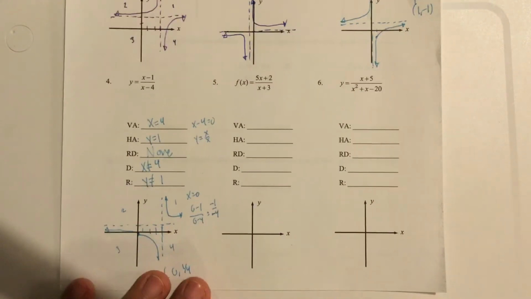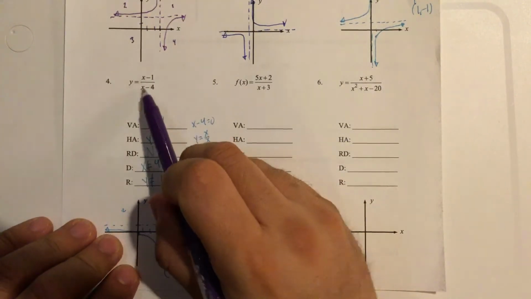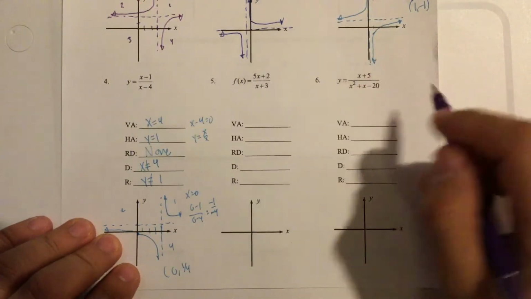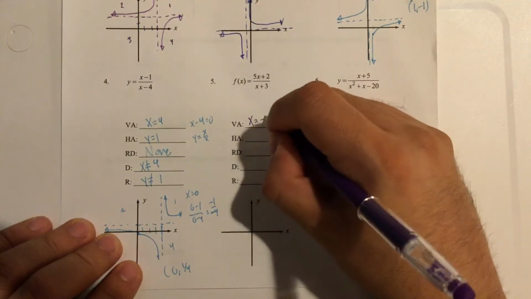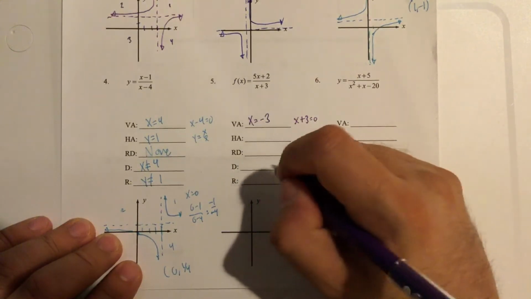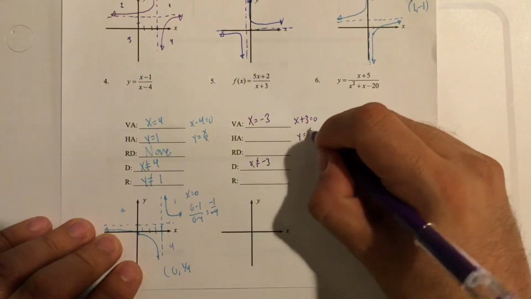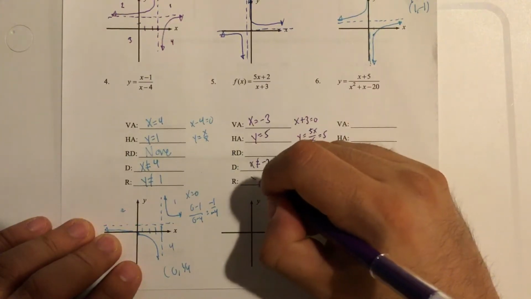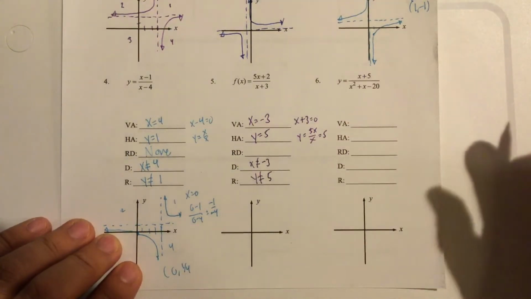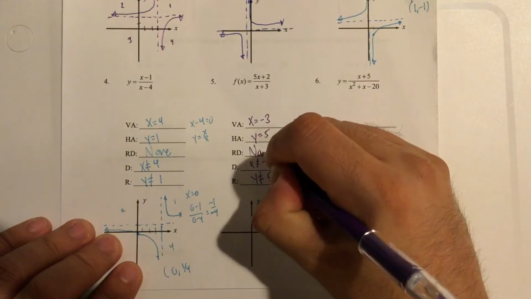All right, let's move on to question number 5. It's just like this one. We have x to the first on the top and the bottom. So for the vertical asymptote, we set the denominator equal to 0, so x equals -3. Therefore, your domain, x cannot equal -3. For your horizontal asymptote, we divide the leading terms, 5x divided by x, which is 5. So y is equal to 5. And for my range, y cannot equal 5. For the removable discontinuity, there's nothing I can factor out, so there's nothing to simplify. So my removable discontinuity is none.